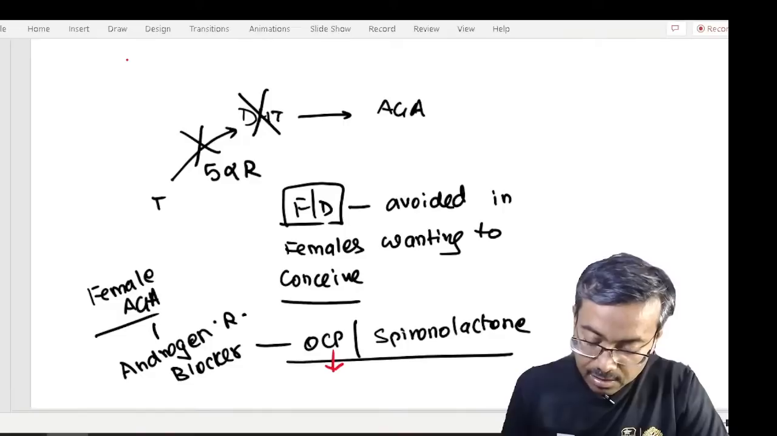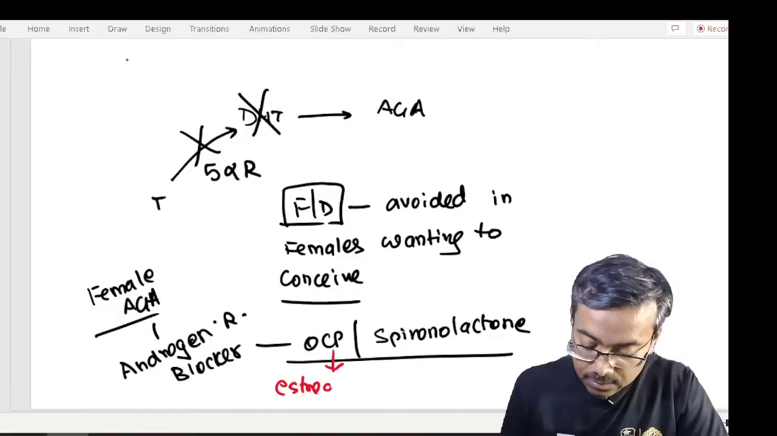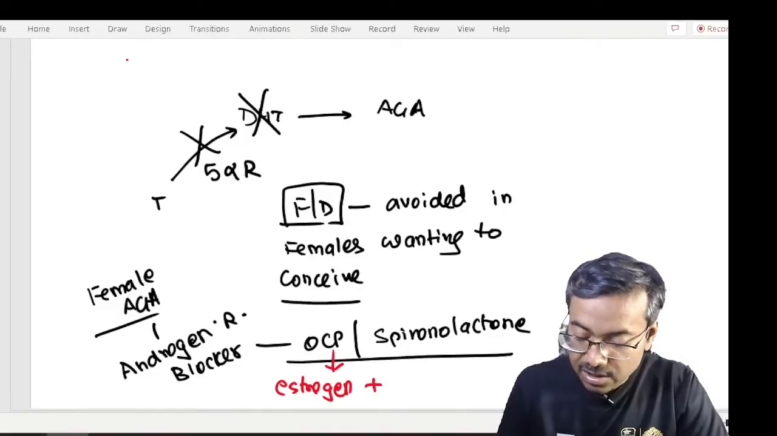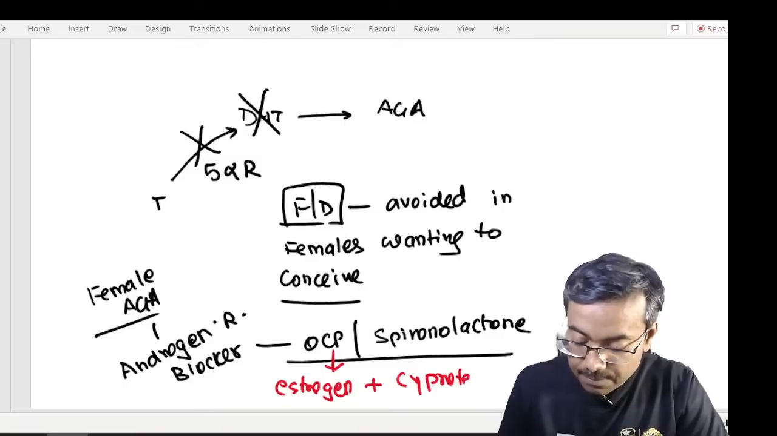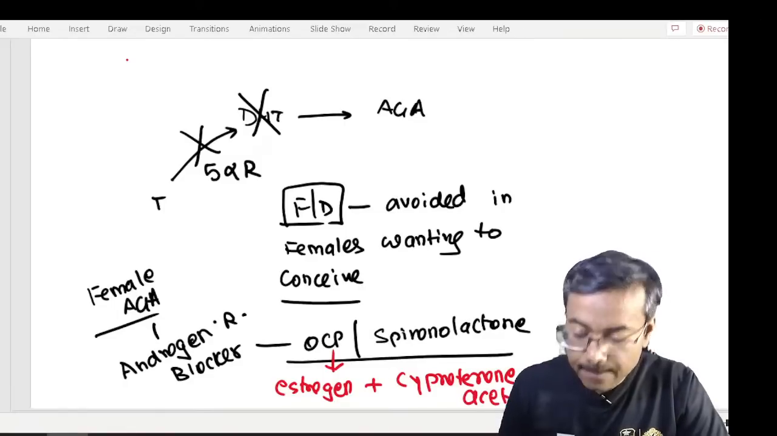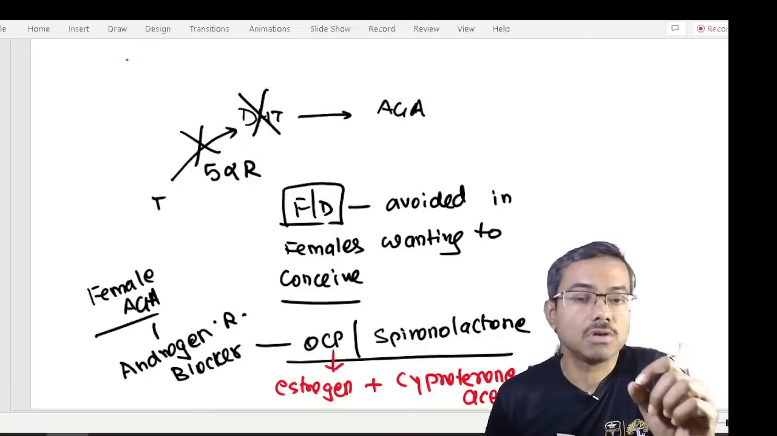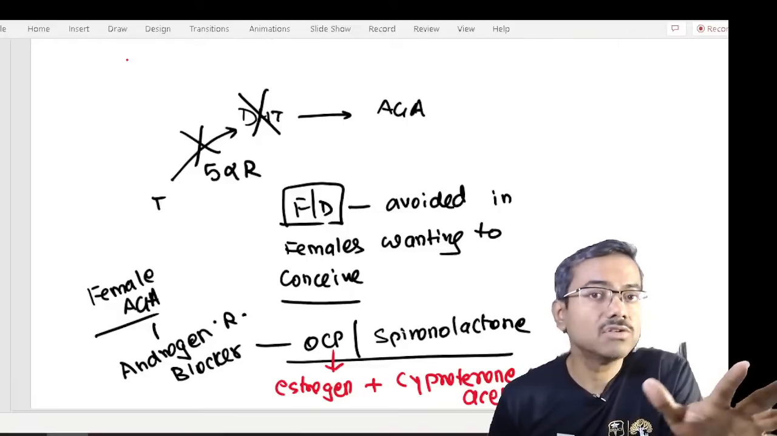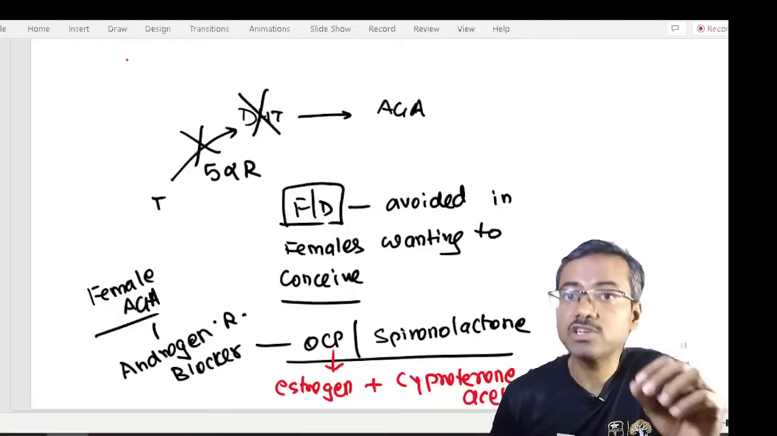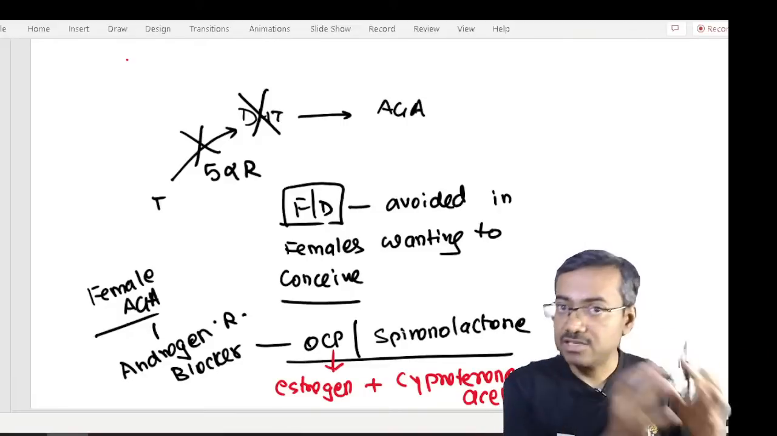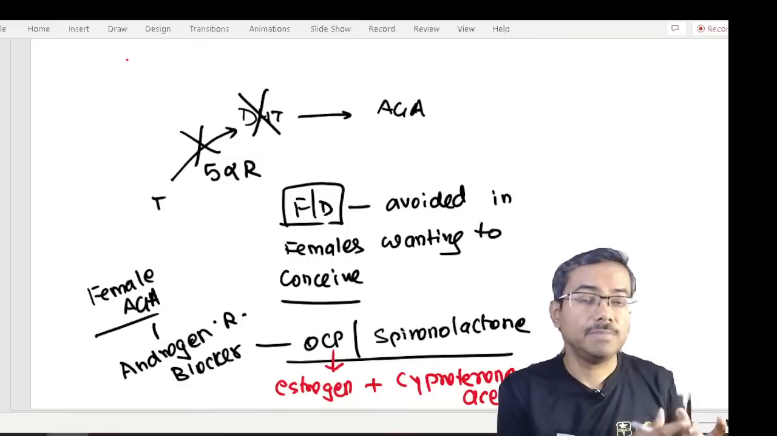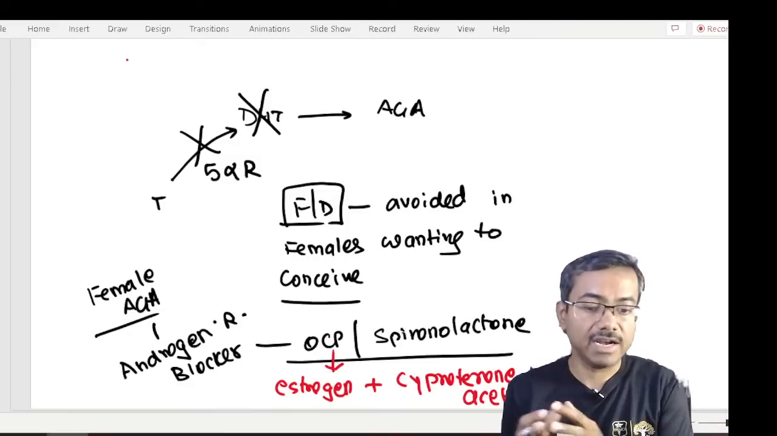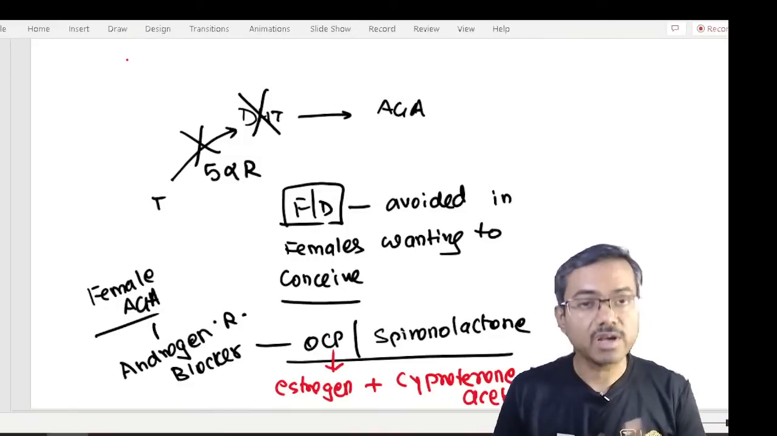This OC pill typically has estrogen plus a special progesterone, which is called cyproterone acetate. Write this down. Cyproterone acetate is the special progesterone which is there in the OC pill. So, you don't give any OC pill. It has to be usually estrogen plus CPA. CPA means cyproterone acetate is what you would give for this. Or you can give spironolactone.